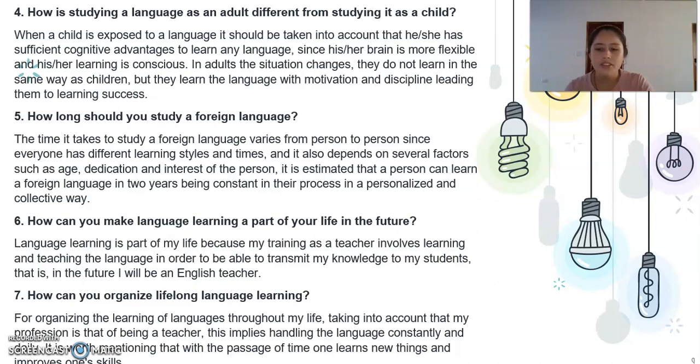How can you organize lifelong language learning? For organizing the learning of language throughout my life, taking into account that my profession is being a teacher, this implies having the language constantly and daily. It is worth mentioning that with the pressure of time one learns new things and improves skills.